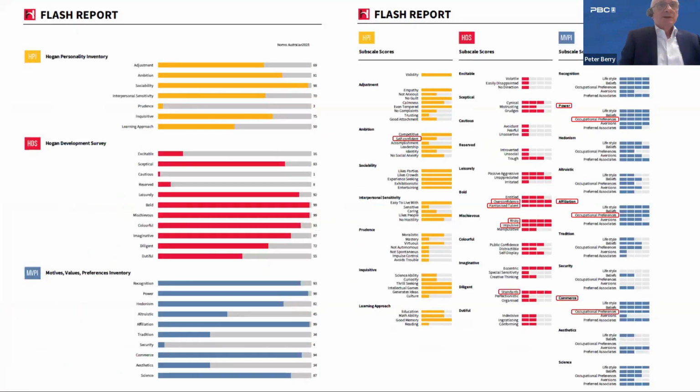Now, with Alex, this is the totality of the flash report. For those of you who use Hogan data, the flash report in a flash gives you all of the results from yellow, red and blue. And on page 2, we can turn it into a deep dive by looking at the subscales. So look, I've highlighted a couple here.